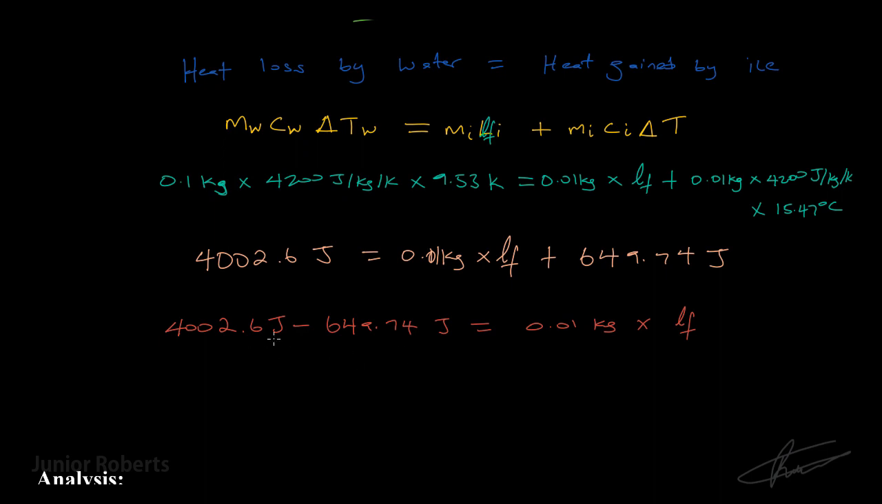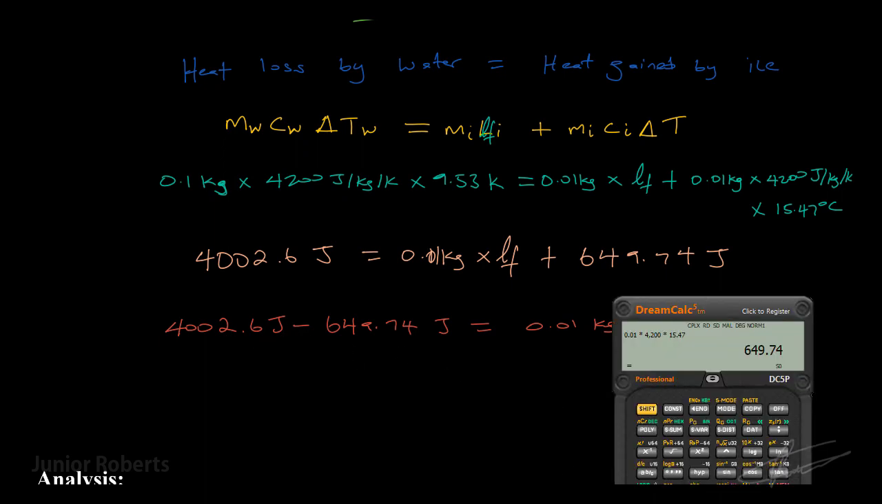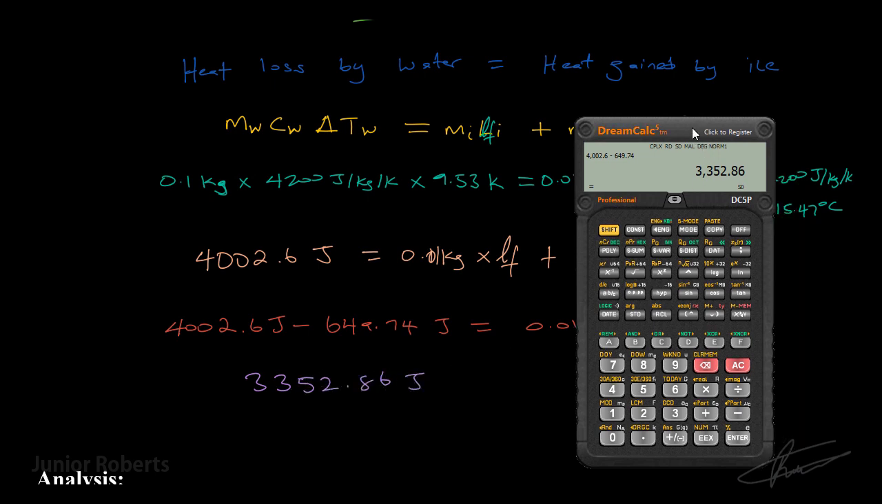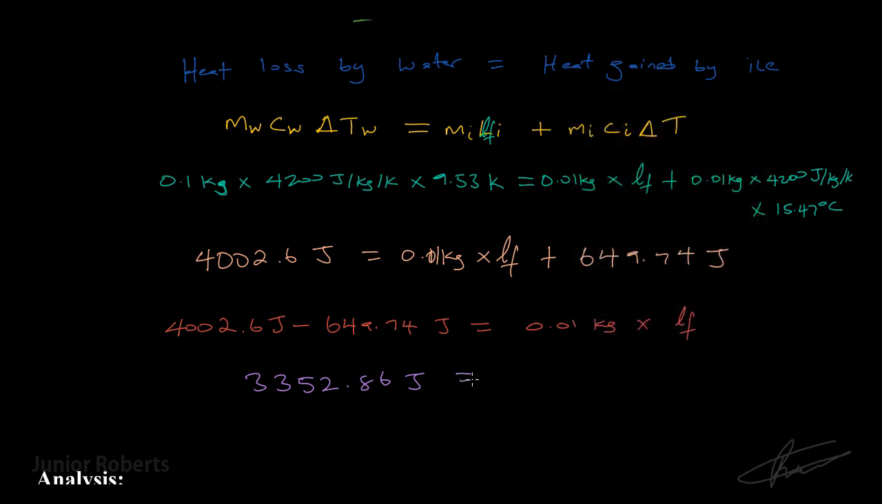Next thing we do, we simplify here. If we say 4002.6 minus 649.74 and we say equal, we get this number, 3352.86 joules. And that will be equal to 0.01 kilograms multiplied by the latent heat of fusion.